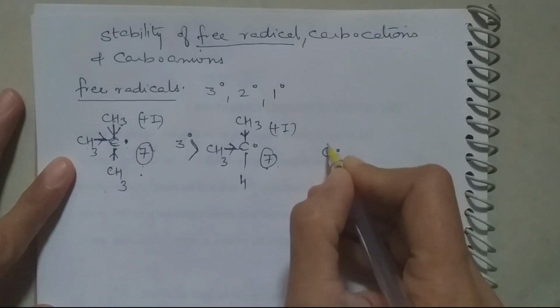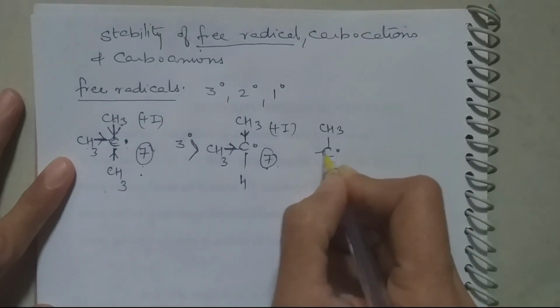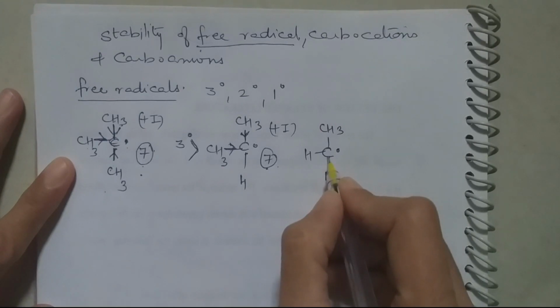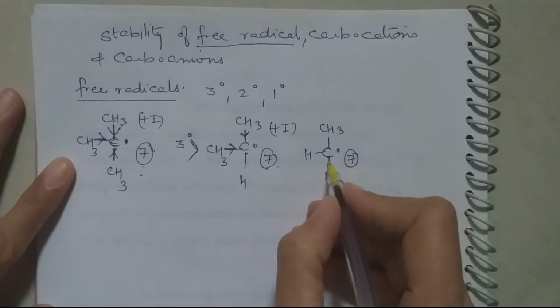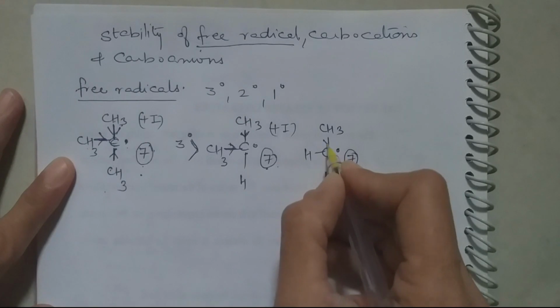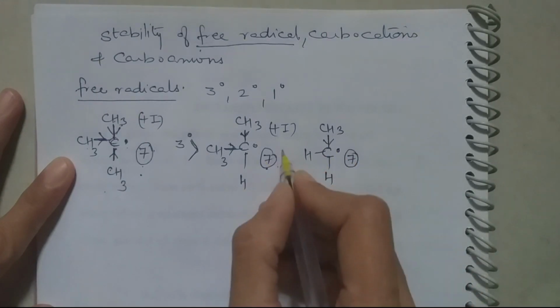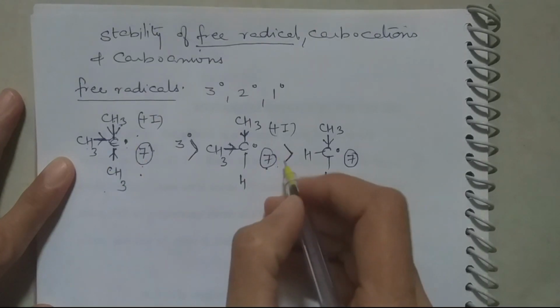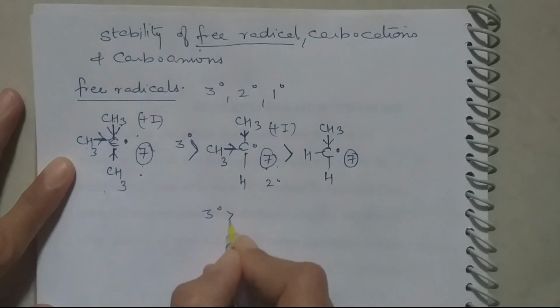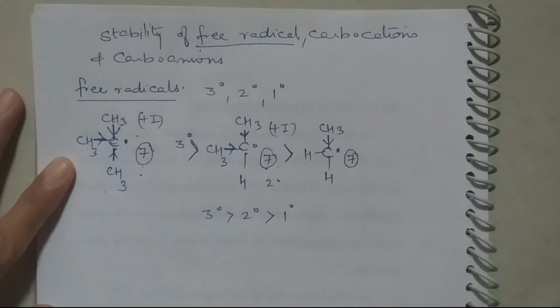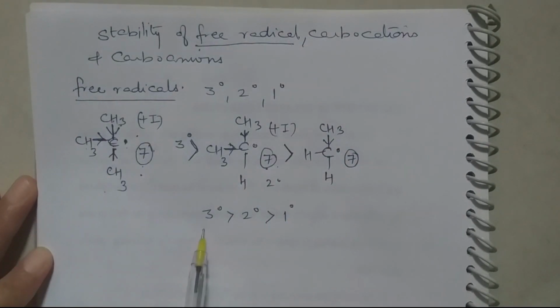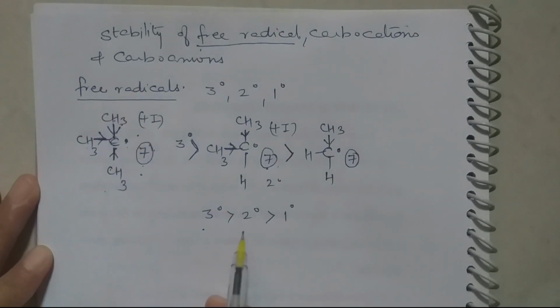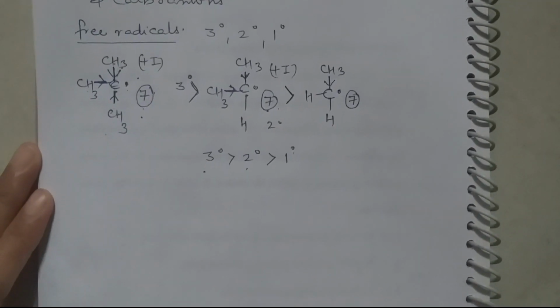Third one is this one, which has only 1 CH3 and 2 H attached to it. Again, this is the carbon with 7 electrons. It just wants electrons to fulfill its deficiency, but there is only 1 CH3 to give electrons. So it is the third one to be stable. The more stable free radical is 3 degree. Then 2 degree, this is 2 degree. I am writing again here. And this is 1 degree. 3 degree is more stable. I am just talking about free radical. 2 degree is the next one and the 1 degree is the third one or least stable in case of free radicals.